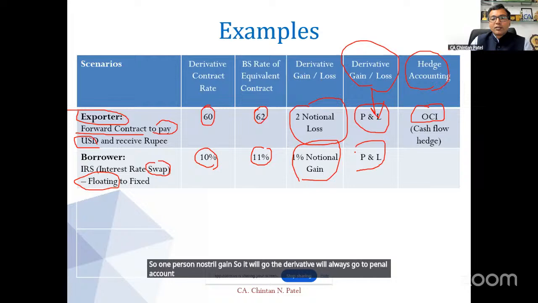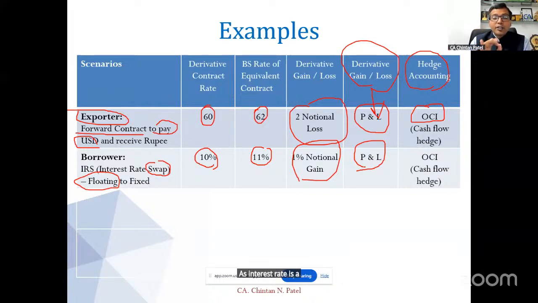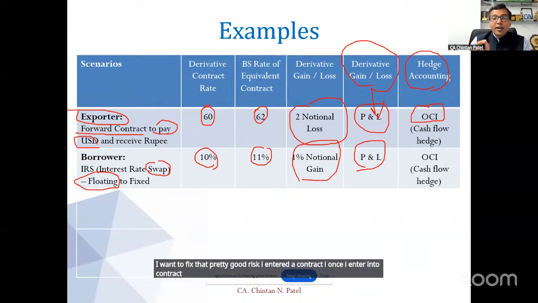And hedge accounting is a cash flow hedge, because my intention is to offset cash flow, because today my cash payout is not fixed. As the interest rate is floating, my cash payout is not fixed. I want to fix that particular risk. Once I enter into an interest rate swap contract, my interest rate changes from floating to fixed. So I'm hedging cash flow. If it is an effective cash flow hedge, it is part of my OCI.